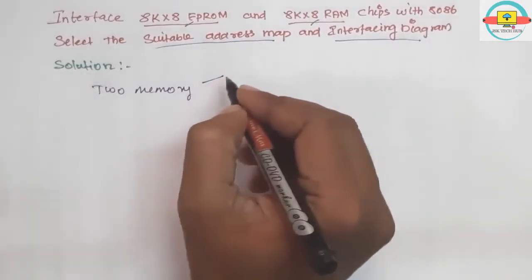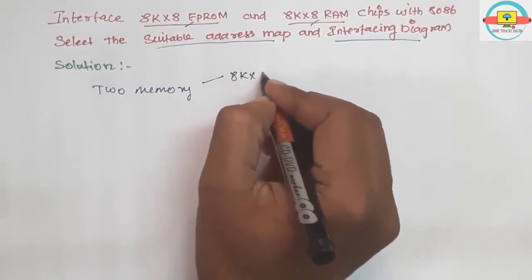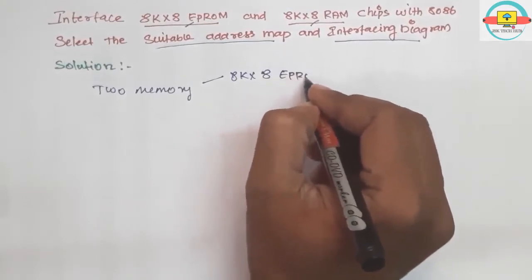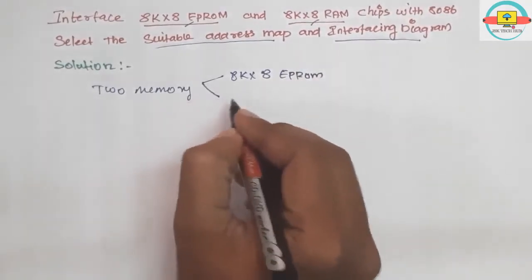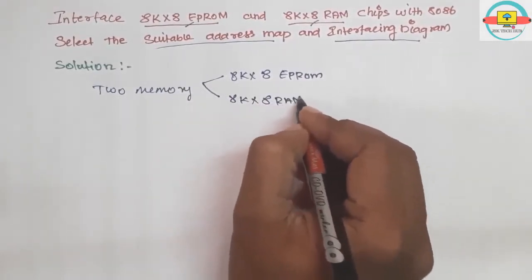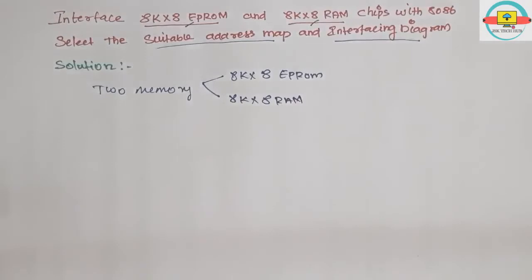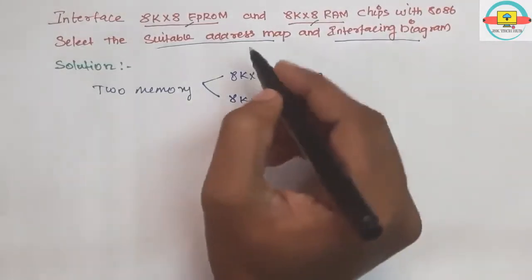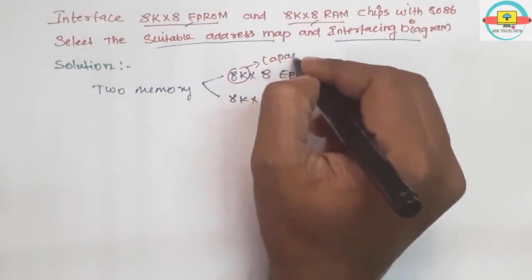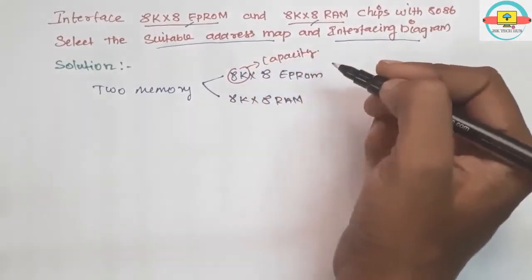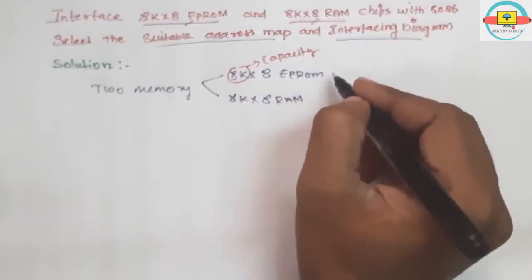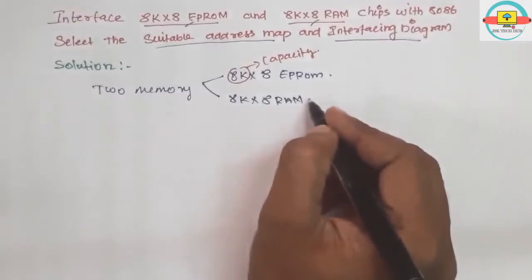One is 8K into 8 EEPROM memory. Another one is 8K into 8 RAM type memory. Here the 8K represents the memory capacity. So we can store a maximum of 8 kilobytes of information in EEPROM as well as RAM type memory.